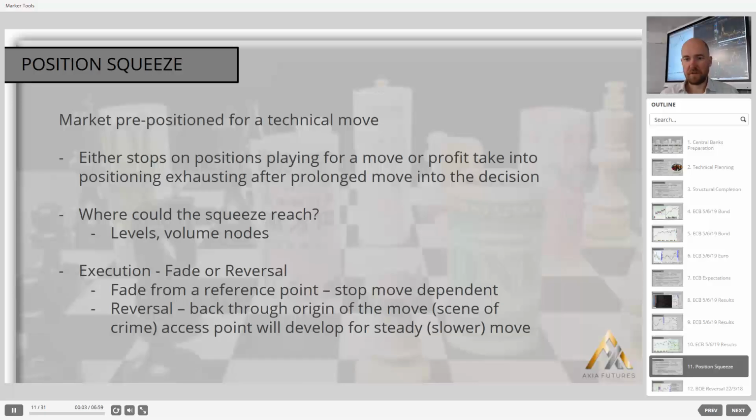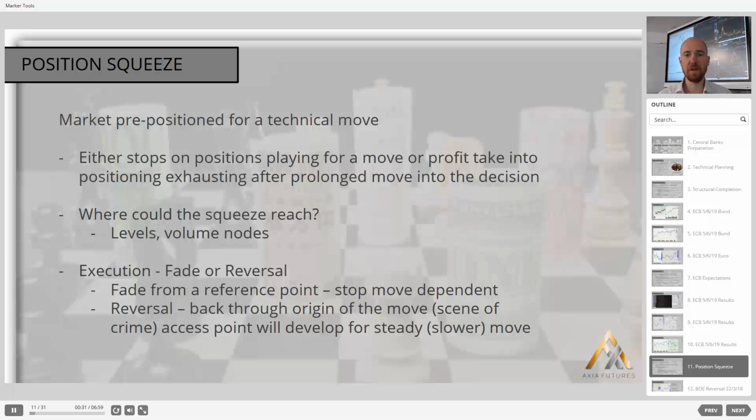Okay guys, so on to the second technical play that you get over a central bank, and this is a position squeeze trade. Now, the whole premise of this move is that the market is pre-positioned, either pre-positioned for a technical play or pre-positioned in the expectation of the central bank doing something, of acting in a certain way. So you've got two different types of squeeze here.